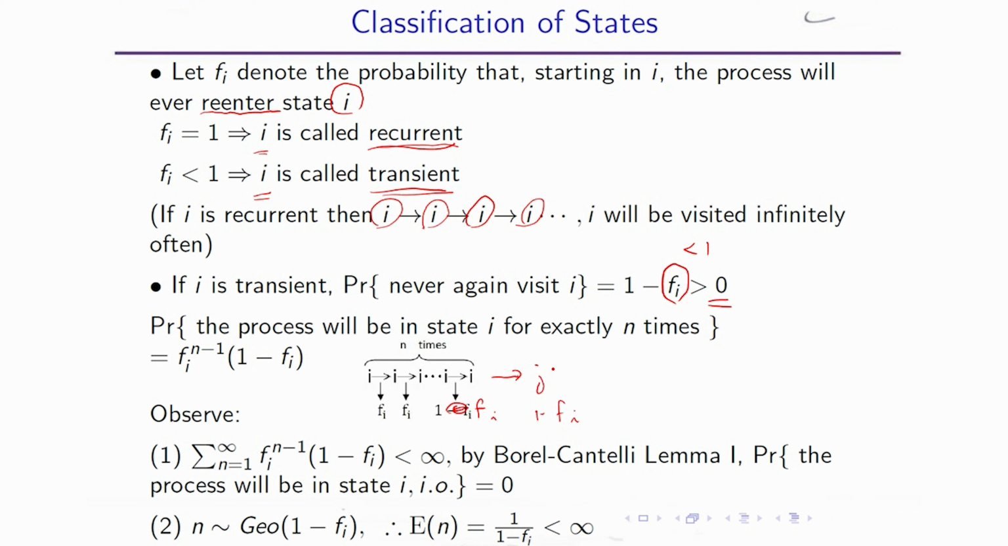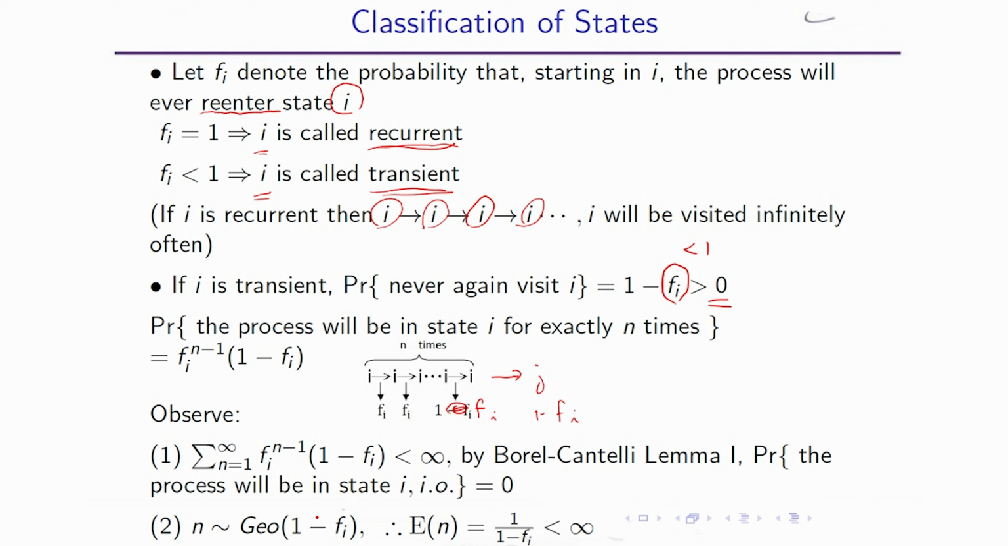And we can observe the following two properties. The summation of Fi to the power of n minus 1 times 1 minus Fi must be less than infinity. So by Borel-Cantelli lemma 1, which we learned in the previous lecture, we know that the probability that the process will be in state i infinitely often is 0. And also, n, which represents the number of times that the process will visit i, follows a geometric distribution with probability 1 minus Fi.